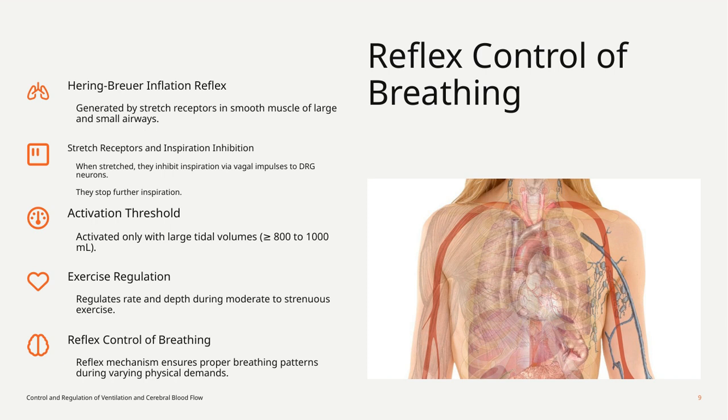This brings us to the Hering-Breuer inflation reflex. These stretch receptors are located in the smooth muscle of both large and small airways. When they detect excessive stretching of the lungs, they trigger this reflex. It's a protective mechanism that helps regulate the depth of breathing and maintain a healthy balance, important for ensuring that ventilation remains efficient and safe during various activities.